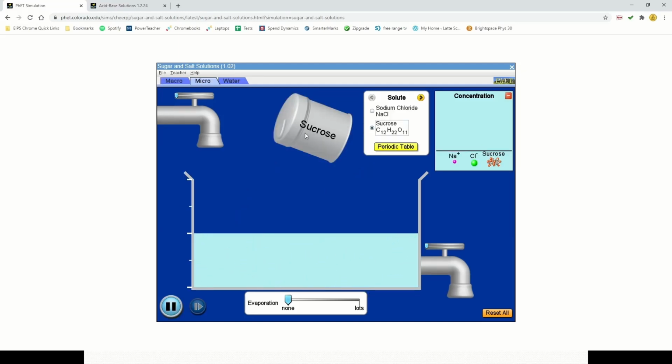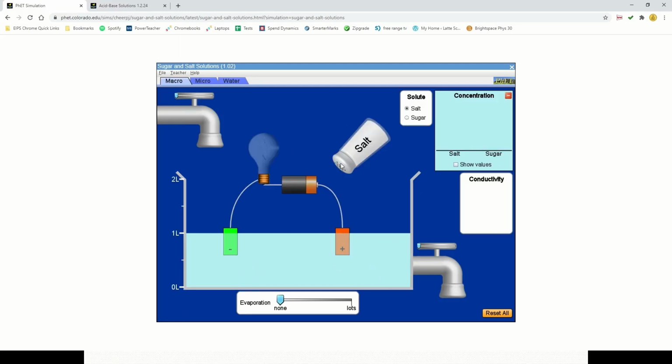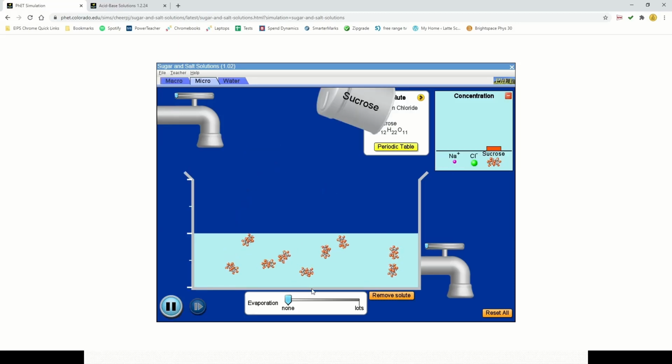If I do the same thing with sugar, let's remove all this. Instead of putting salt in here, I'm going to put sugar. So I put these big sugar compounds in here, and you can see they stay as these big compounds. They don't break up, and because they don't break up into ions, they don't conduct electricity. So if I switch to sugar, it doesn't conduct electricity, and that's because all these particles stay together.